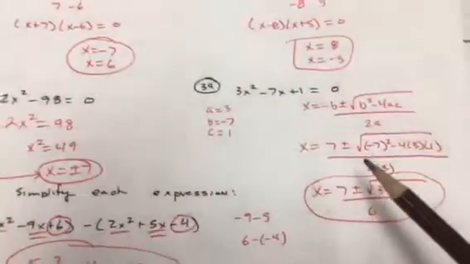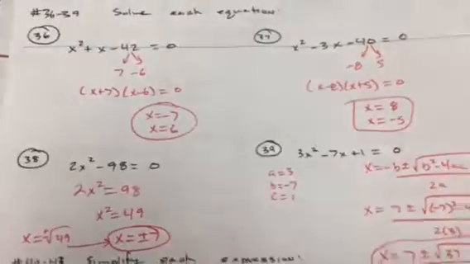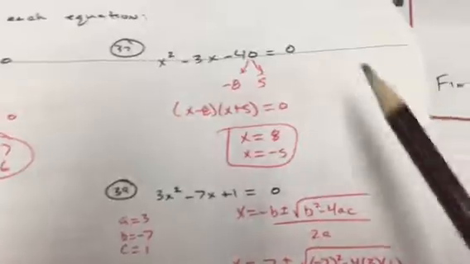Technically, you could use the quadratic formula. A is 1, B is 1, C is negative 42. Just going to have to break it down a little bit.